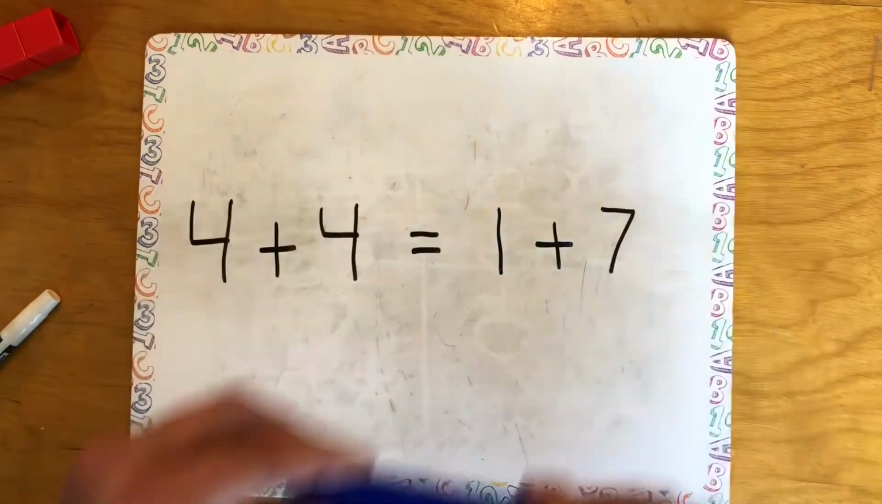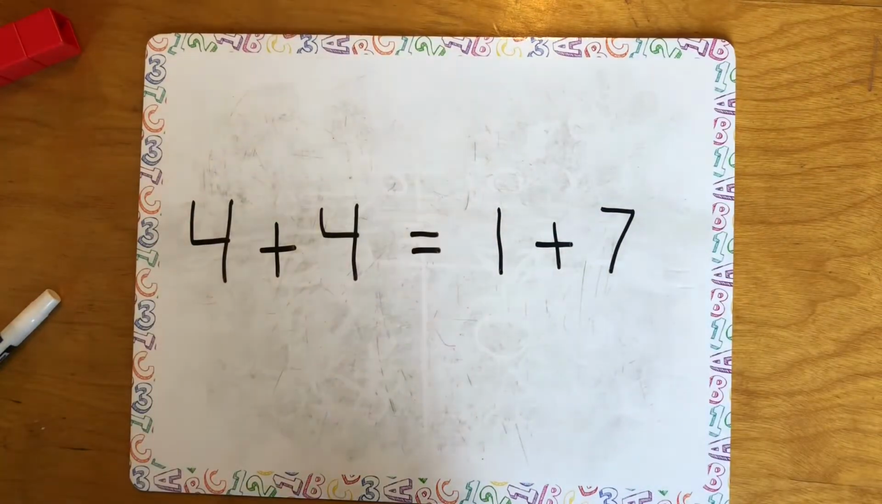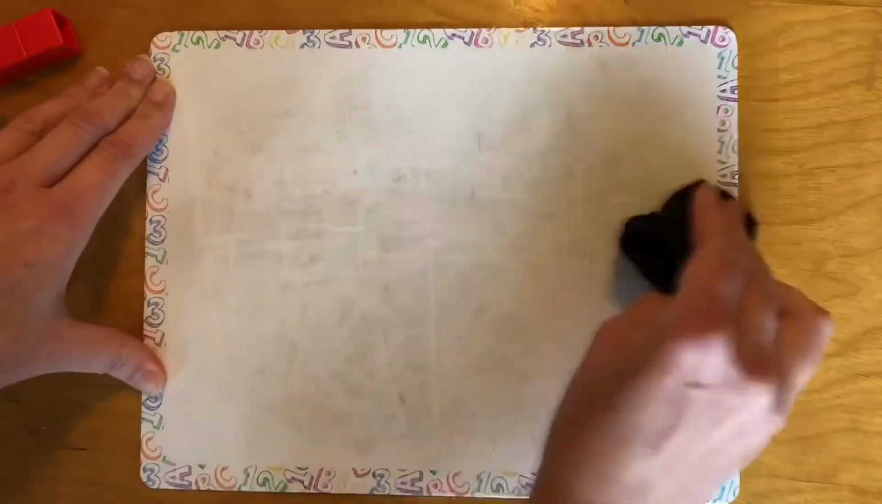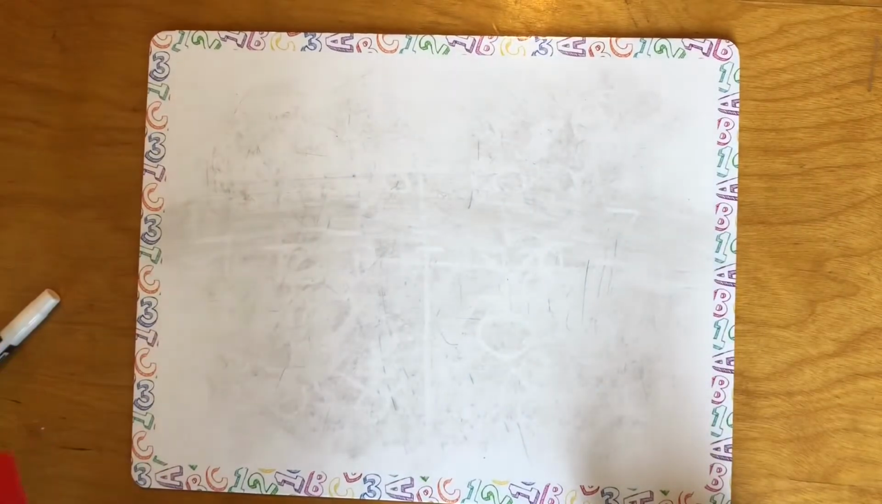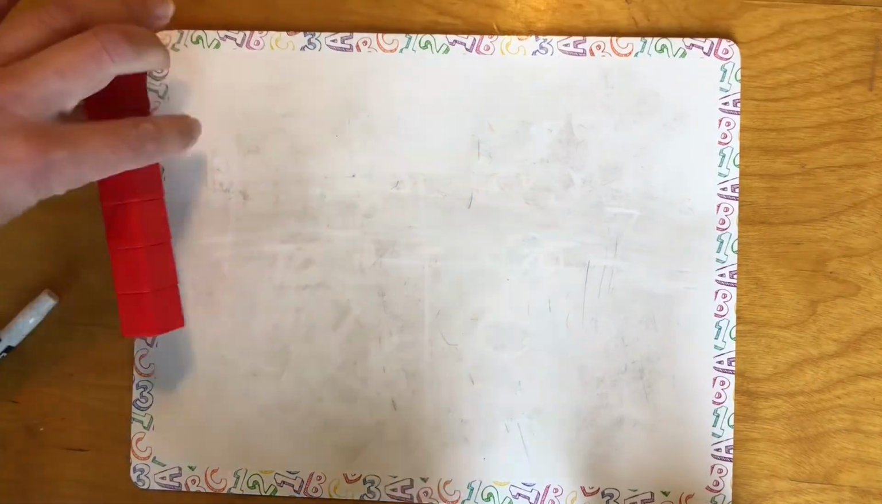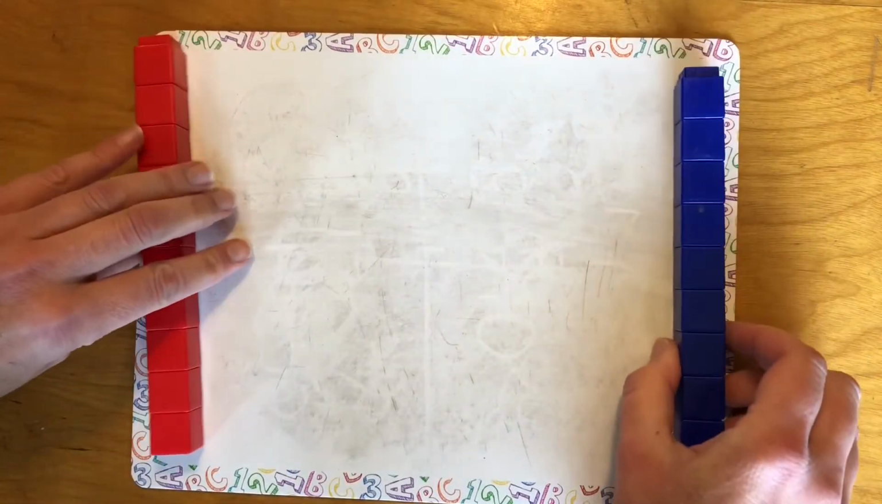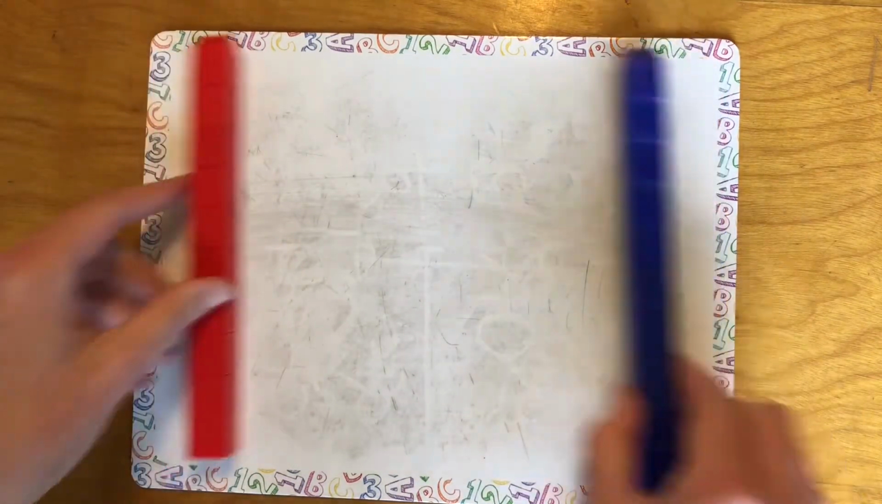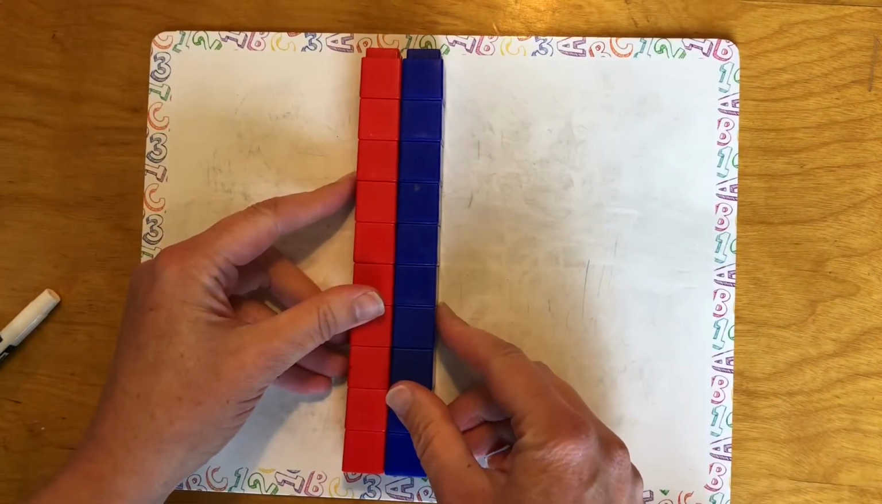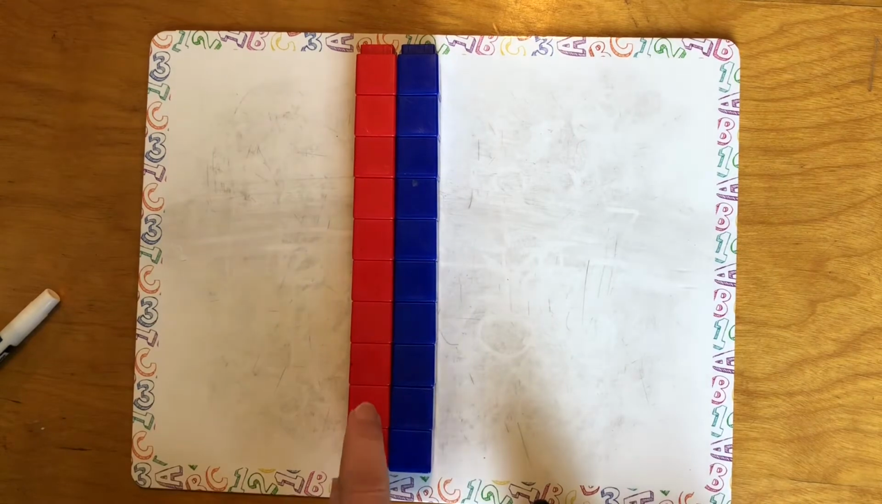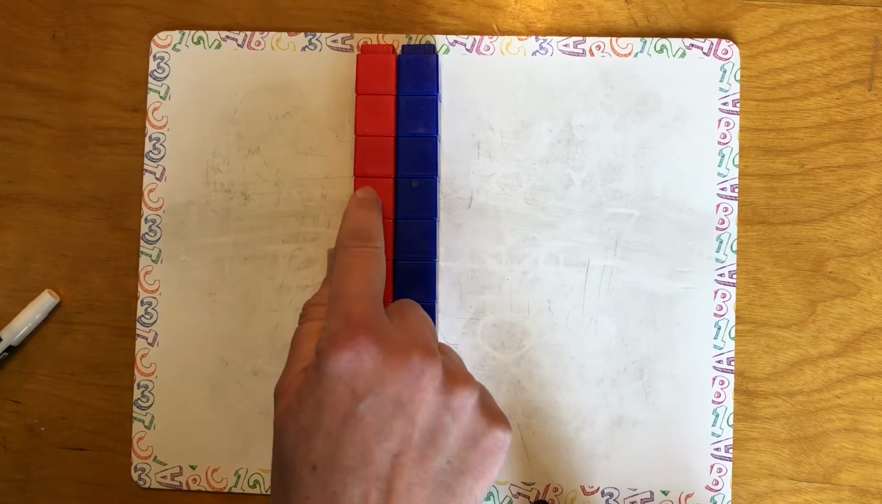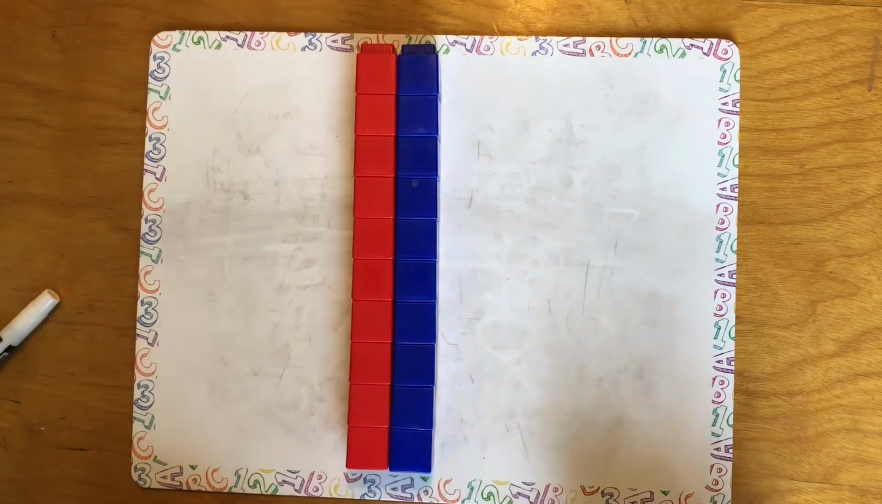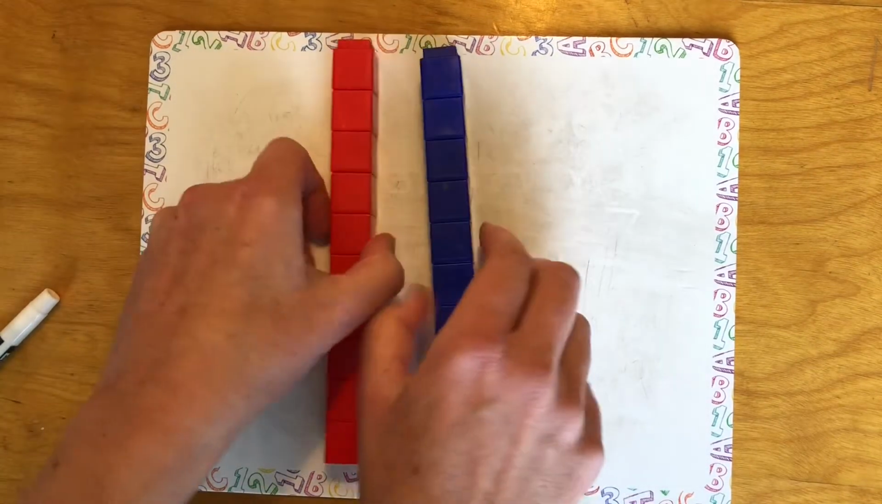Okay, now I'm going to put all of them together. Oops, let me erase my board. I'm going to put all of my cubes together. I'm going to make them go this way this time, because there's a lot. So they are the same. They are equivalent. 1, 2, 3, 4, 5, 6, 7, 8, 9, 10. All 10 are there on both sides.